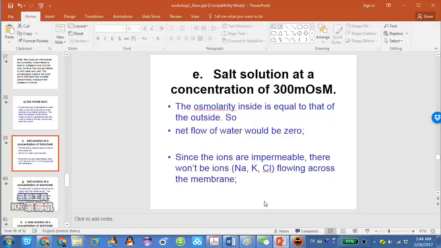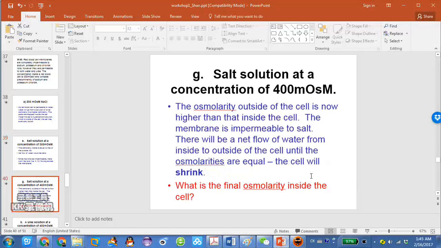Scenario B, the outside has the same osmolarity compared to the inside. So we say the outside is isoosmotic to the inside of the cell. And since the cell will stay the same volume when it's put into the solution, we say the outside is isotonic as well.